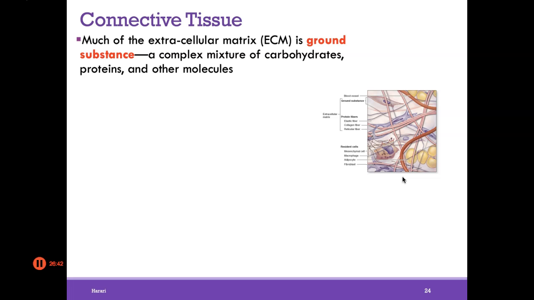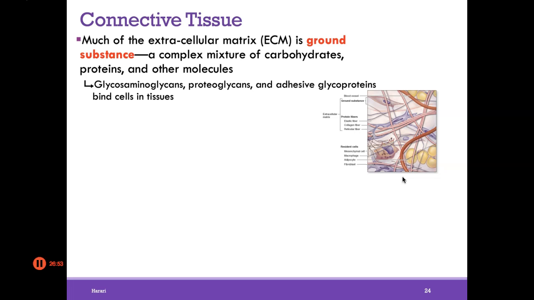Depending on the type of connective tissue, it'll determine what texture the ground substance is. But regardless, it's a complex mixture of carbohydrates, proteins, and other molecules. Very frequently, we see an abundance of glycosaminoglycans, proteoglycans, and adhesive glycoproteins. So again, these are a bunch of carbohydrates and proteins that are in the jelly-like ground substance, and these help keep the cells embedded in the tissue. So it's like the glue almost that keeps cells stuck in the tissue.